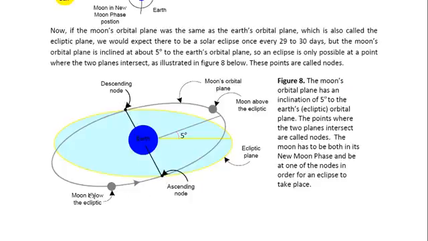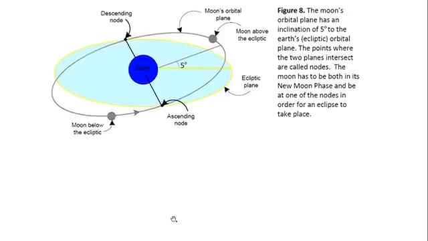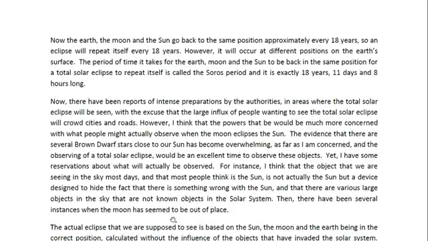This is the ascending node because the moon is moving upwards this way. And this is called the descending node because the moon would move downwards through that node. So we would need the moon to both be in the new phase position, that is exactly between the sun and the earth, and to be at one of these nodes in order for us to get a solar eclipse. So this means it doesn't happen every time the moon is in new phase position. It sometimes doesn't happen for quite a few months, sometimes for even years.